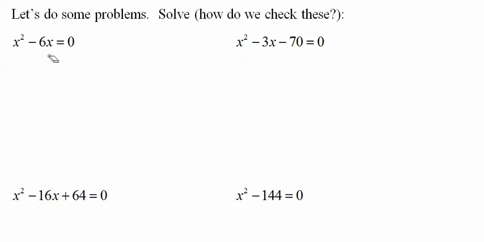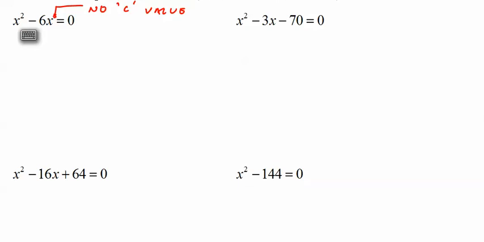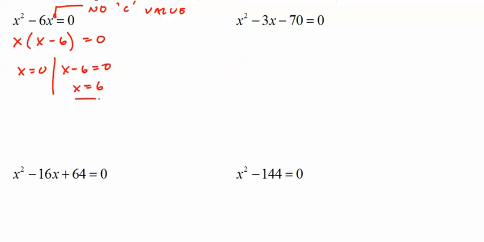This is a GCF. There's no third term, no C value. So therefore, we just say what's in both terms. In this case, x is in both terms. We pull it out. We say x = 0 or x - 6 = 0. So one of the last times I'll write everything.